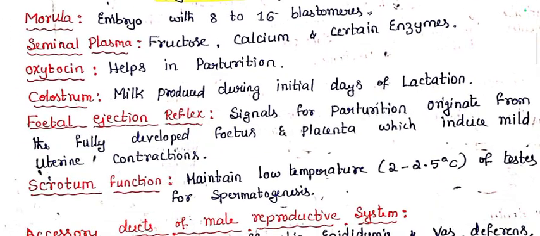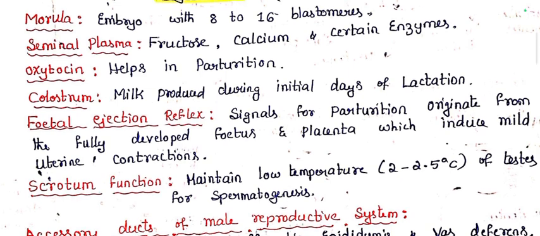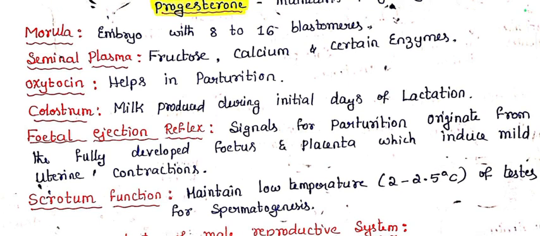And remember, morula is an embryo with 8 to 16 blastomeres. Seminal plasma contains fructose, calcium, and certain enzymes.